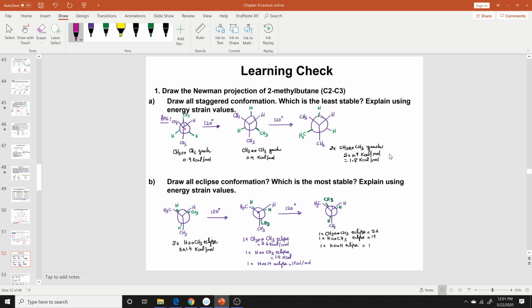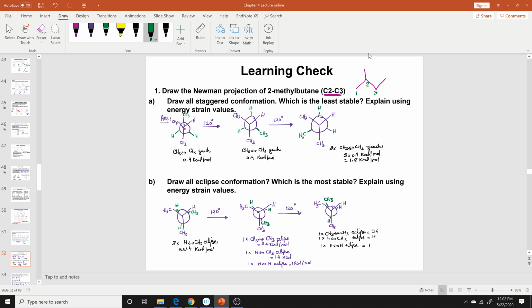Another example is draw the Newman projection of 2-methylbutane. Now, when I ask you something like this, the first thing that I want you to do is draw the structure. Okay, draw the structure, make it easy on you. I have to locate along which carbon single bond I want the Newman projection to be. Here I want it to be between carbon 2 and carbon 3.